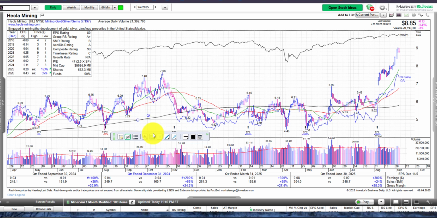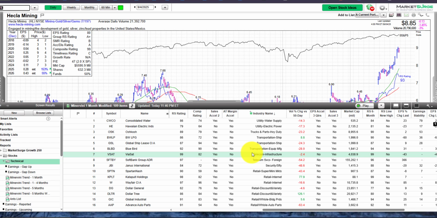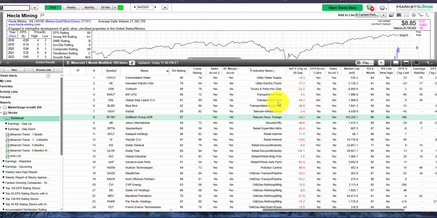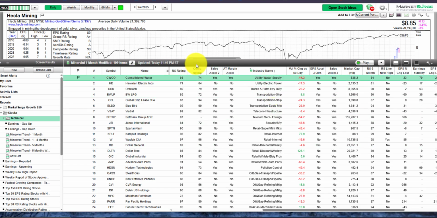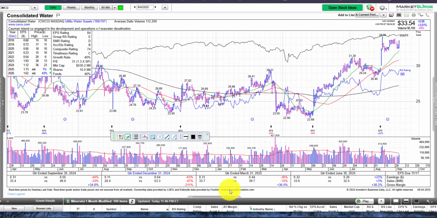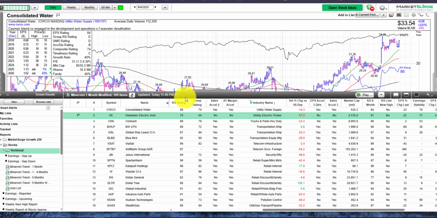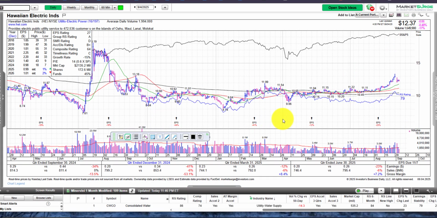HL. Okay, we are in the gold miners. These are probably all going to be extended. So, yeah, a lot of nice oil and gas stocks in uptrends, but nothing buyable at this very moment. Let's just take it from the top here. See what else we can find. Let's go about 5 more minutes. Consolidated water, extended. What happened? Hawaiian Electric. Wow, look at that little 11 to, what is this? 13.